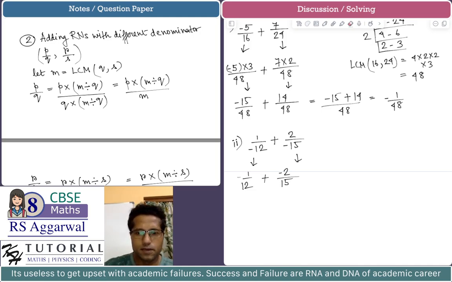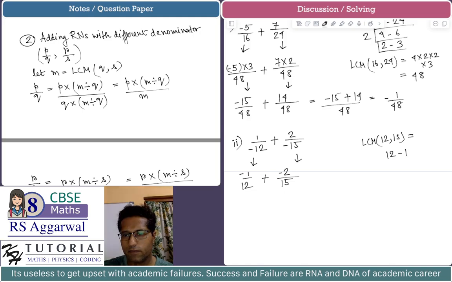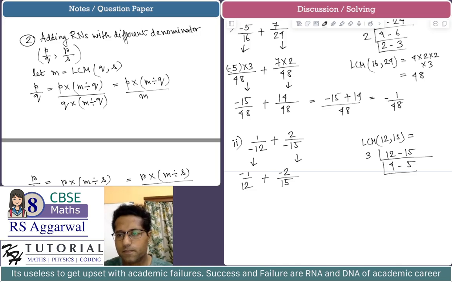This is minus 1 by 12. Now we have to add these two rational numbers, and we see the denominators are different, 12 and 15. So we have to find the LCM of 12 and 15 by the usual method. We see that it divides by 3, so 3, 4, 5, and that is it. So the LCM will be 3 into 4 into 5, which is 60.